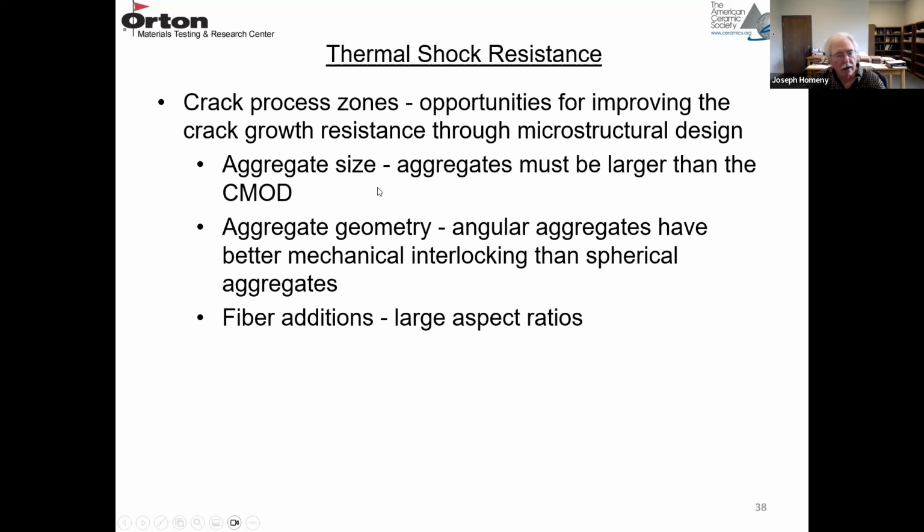Aggregate size. Aggregates have to be larger than the width of the crack mouth opening displacement. The aggregate geometry, you really want angular aggregates. They have better interlocking than a spherical type aggregate. So rough surfaces interlock better. Obviously, you can add fiber additions. They have large aspect ratios, like the diameter. They can bridge cracks.